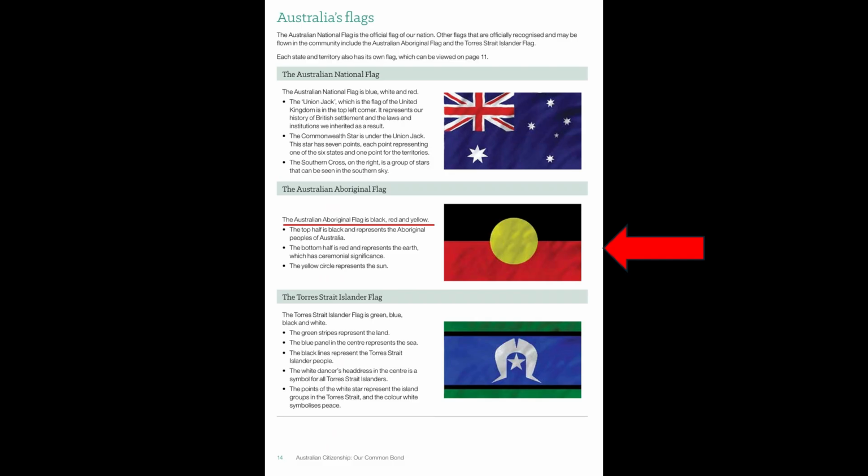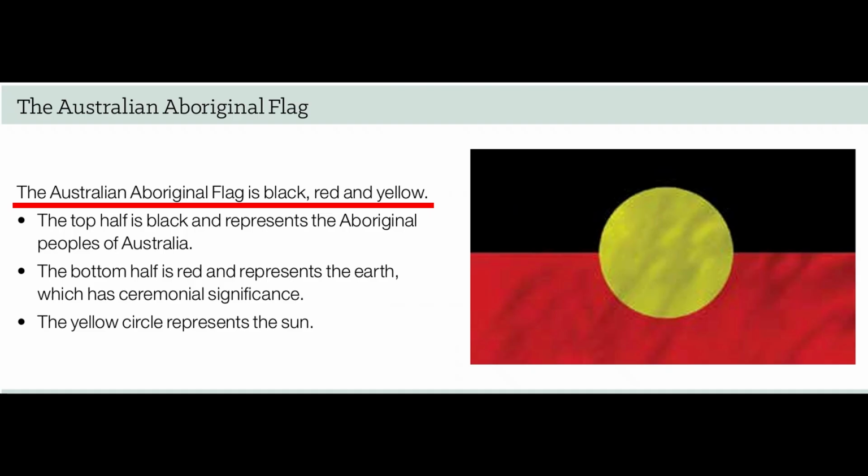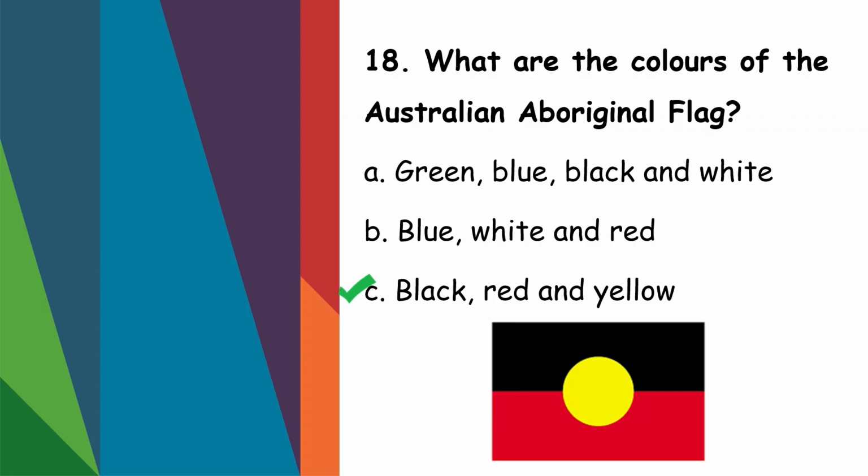We can see that page 14 in Our Common Bond says that the Australian Aboriginal flag is black, red, and yellow. So the answer is C. The colors of the Australian Aboriginal flag are black, red, and yellow.